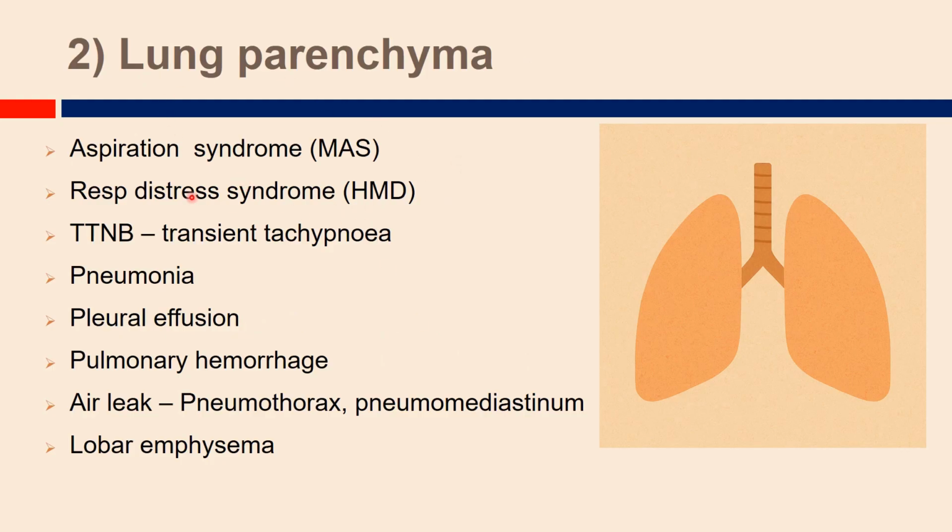In the lungs, it can be aspiration syndrome, that is mainly meconium aspiration syndrome, respiratory distress syndrome, hyaline membrane disease, which occurs due to deficiency of surfactant, and then transient tachypnea of the newborn. This topic we are going to discuss today. And pneumonia, that is inflammation of the lung parenchyma, pleural effusion can occur, pulmonary hemorrhage, air leak syndromes like pneumothorax, pneumomediastinum, and lobar emphysema. So all these can be parenchymal or lung causes for respiratory distress in the newborn.